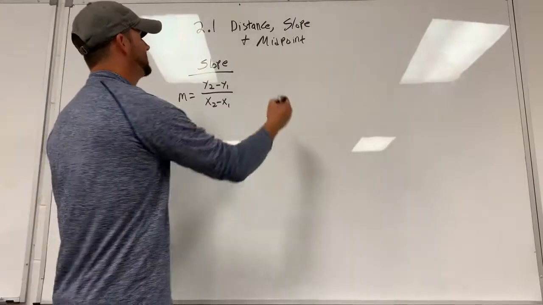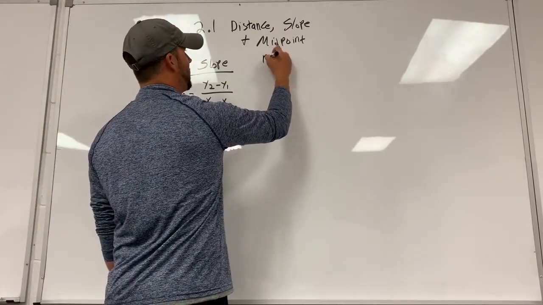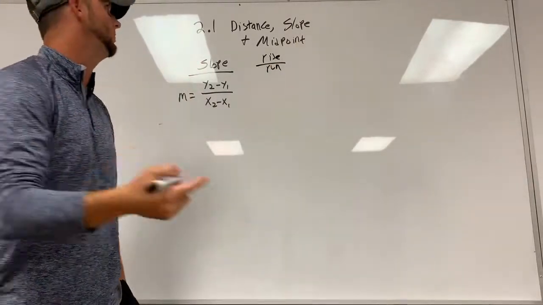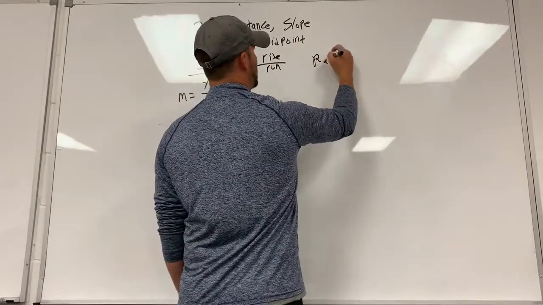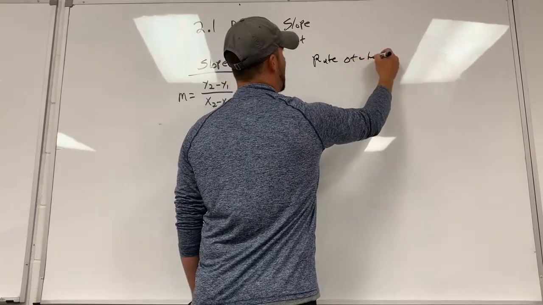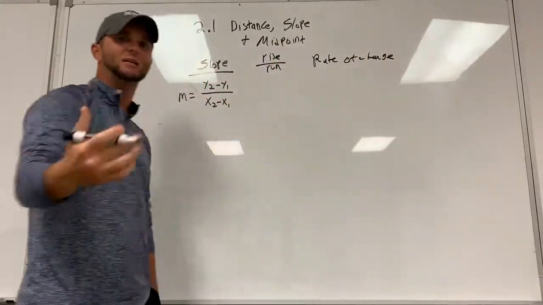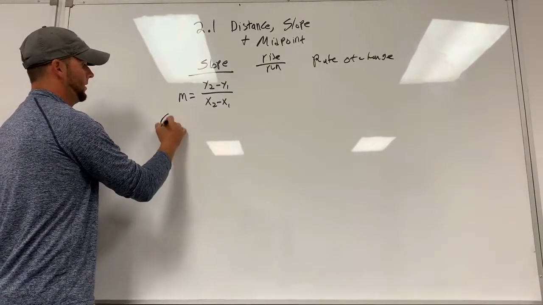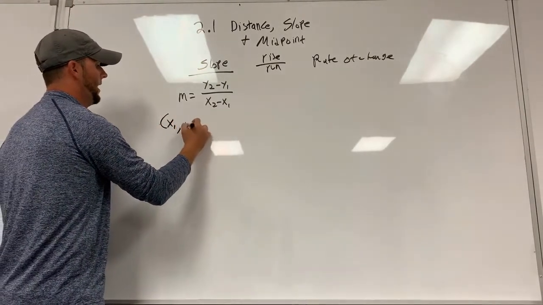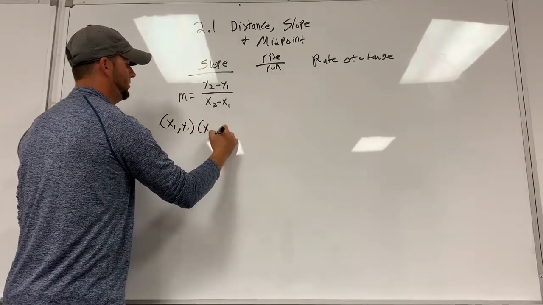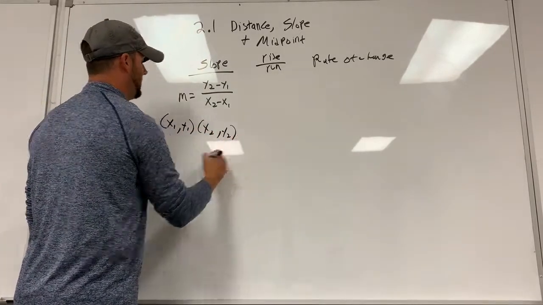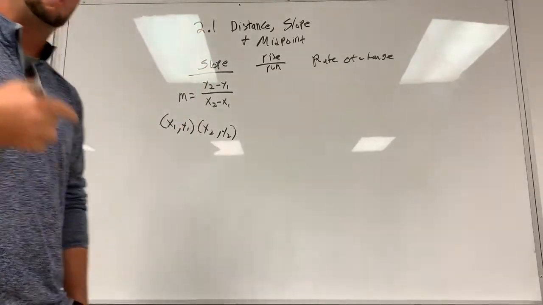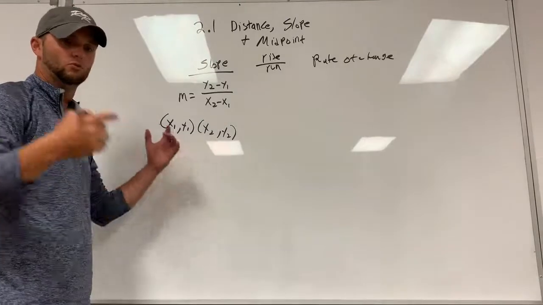Slope is known as rise over run. Y'all remember it's also known as rate of change, so at what rate something is changing. If I have two coordinates, x1, y1, and x2, y2, I'm going to plug them into this formula and it's going to give me my slope. This is known as slope, which is rise over run.